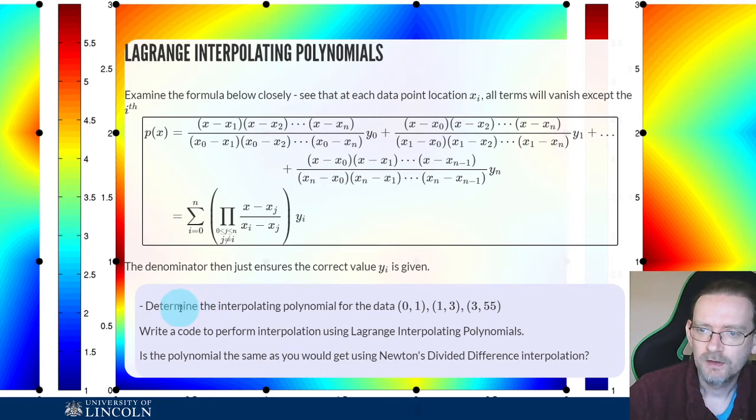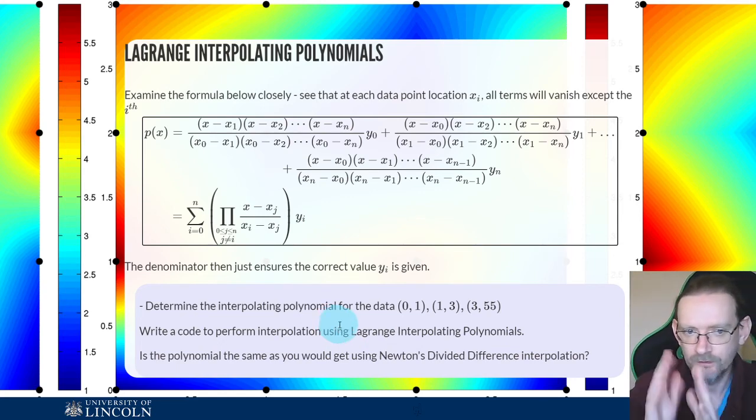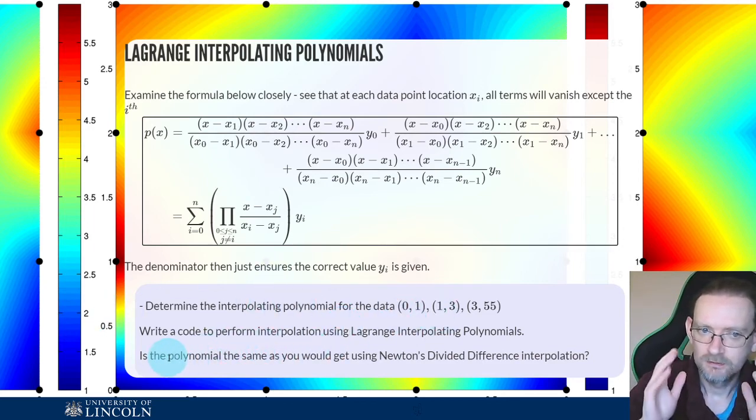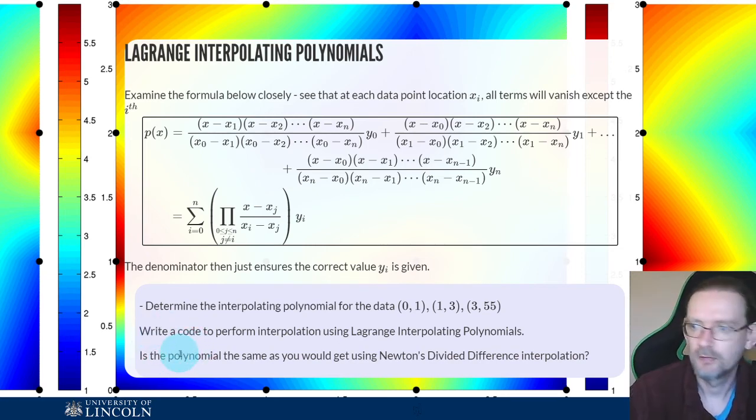And so if you want to have a go, try figuring out the interpolating polynomial for these points. You can write a code in a loop to go through the points and to extract this thing, and you can then compare it to the Newton's divided difference. And what you should find is if you take the Newton's divided difference up to the same order, you get the same polynomial. And indeed, you should know that the polynomial will be unique that goes through those n points.